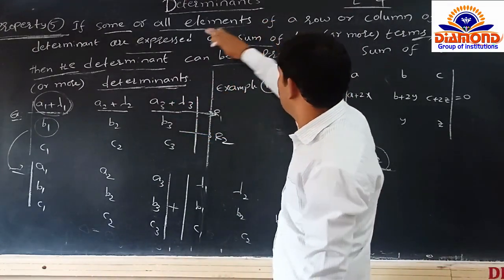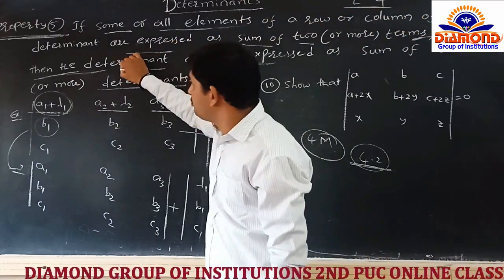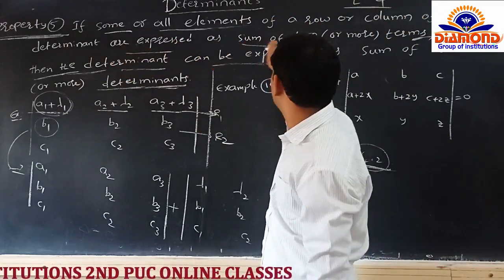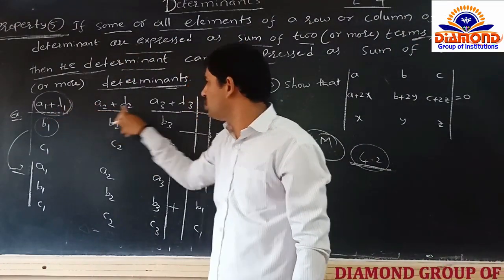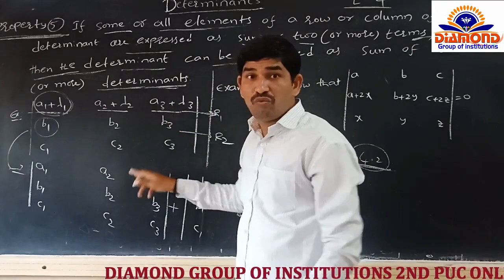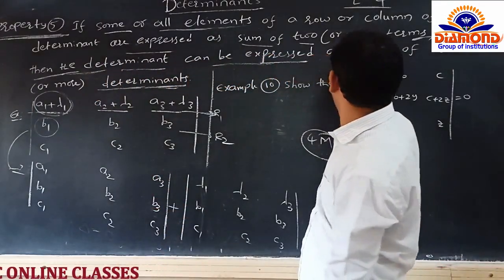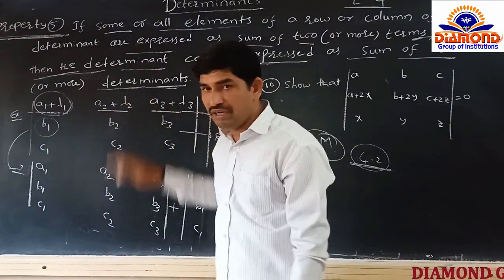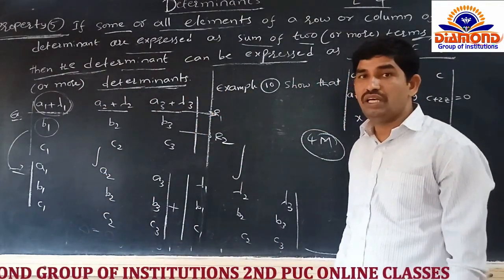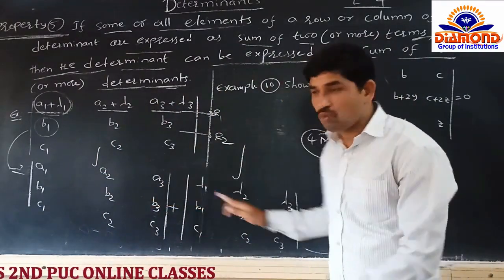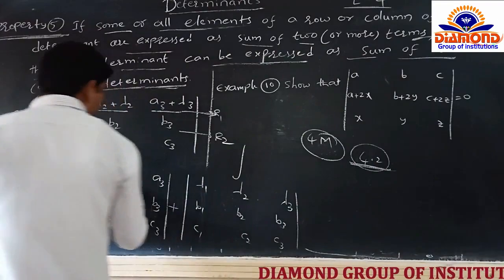So if some or all elements of a row of a determinant are expressed as the sum of two terms, then the determinant can be expressed as the sum of two determinants. See, this is the first determinant. This is the second determinant. Yes, this is the first determinant and this is the second determinant. We can write the sum of the two determinants.